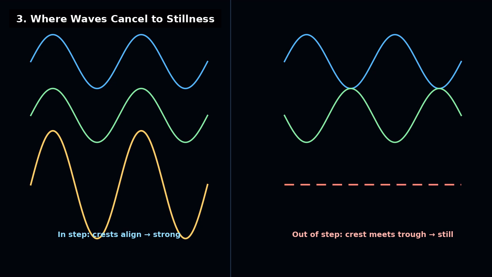Now find where a crest meets a trough. An upward bump meets a downward dip. Added together, they reach 0. The 2 waves erase each other. The water there stays perfectly still.